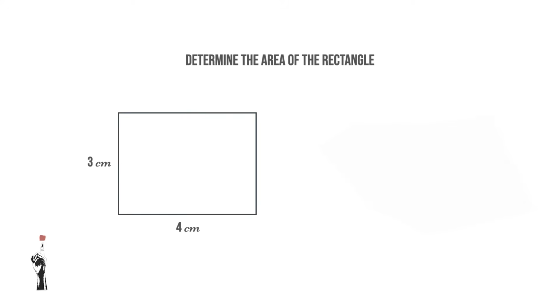Now determine the area of this rectangle. To determine the area of a rectangle, I know it is length times width. Therefore, I can write 3 times 4, which gives me an area of 12 square centimeters.